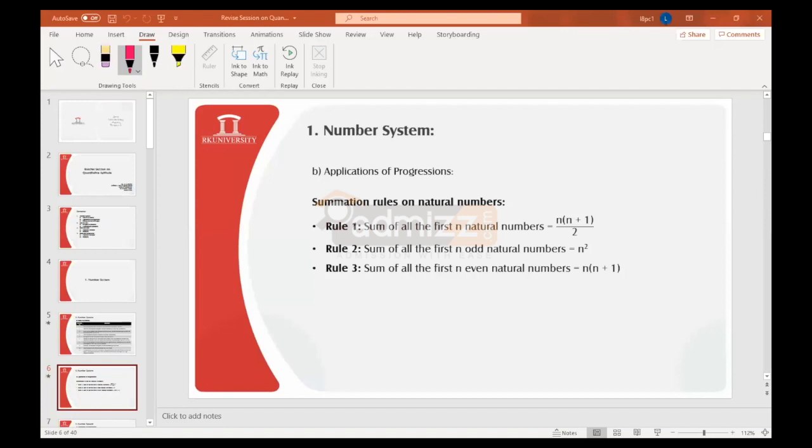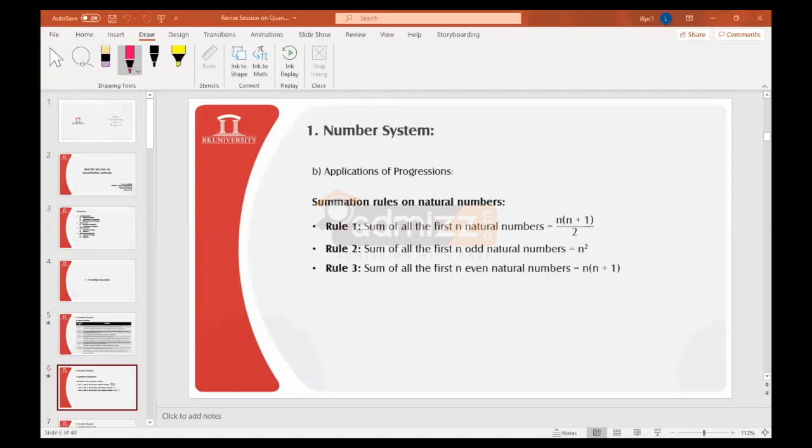And if you want to get the sum, at that time you have to use n by 2 in the bracket 2a plus n minus 1 into d. So you should have the difference and the first term. S10 means the sum of the first 10 terms, where n is 10. So you should have the first term and the difference between two consecutive terms. So this is for arithmetic progression.